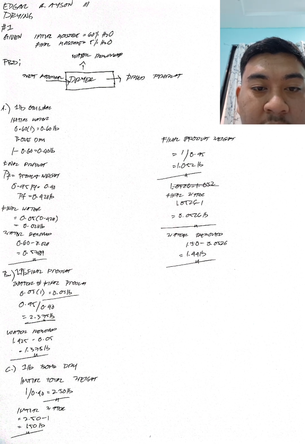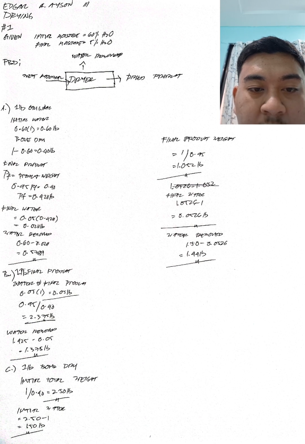Then to get the original weight, dry solid is divided by 40%, so 0.95 divided by 0.40 is equal to 2.375 pounds. Then 60% of it is the initial water, which is 1.425 pounds. So the water removed is 1.425 minus 0.05, which is equal to 1.375 pounds.